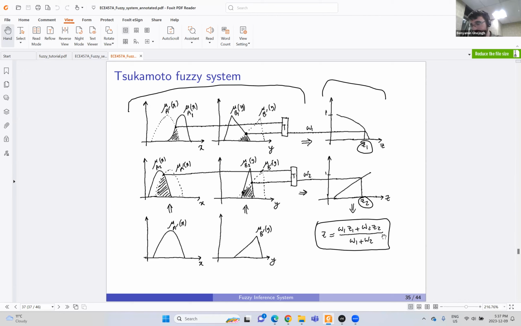This was for fuzzy inference system. For fuzzy logic and fuzzy sets, I think that's also easy and straightforward. The operations are easy. I hope it was useful for you.